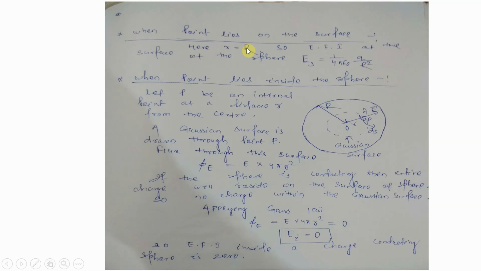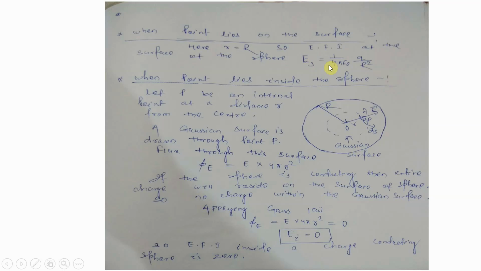Then if the point P lies on the surface, small r is equal to capital R, because R is the radius of the original sphere. So instead of small r, we put capital R, because this capital R is the radius of the original sphere. So E is equal to 1 by 4 pi epsilon naught Q by R square. This is on the surface of the sphere, and the previous one is outside the sphere.